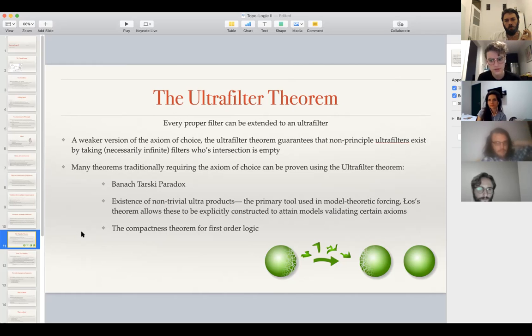So it turns out this ultrafilter theorem or axiom is a weaker version of the axiom of choice. The axiom of choice can prove it, but it can't prove the axiom of choice. But you can use it to prove a few classical results, for example the Banach-Tarski paradox, which maybe some of you know. This is a picture of it. The idea is you can take a sphere, slice it up in a strange infinite way, and then reassemble it in such a way that you get exactly two spheres of the original size.